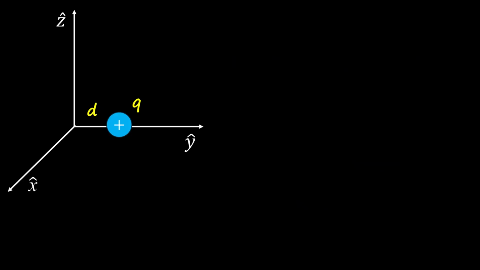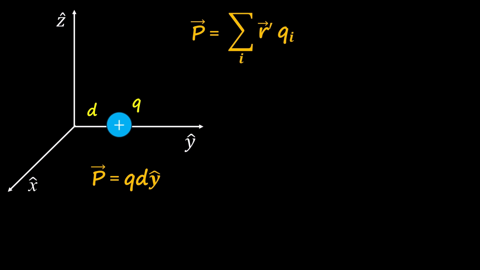Now, let us try to find the dipole moment for this system. So we can use the discrete formula. So the dipole moment will be equal to Q into d into y cap. So this d y cap is the position vector of the charge.